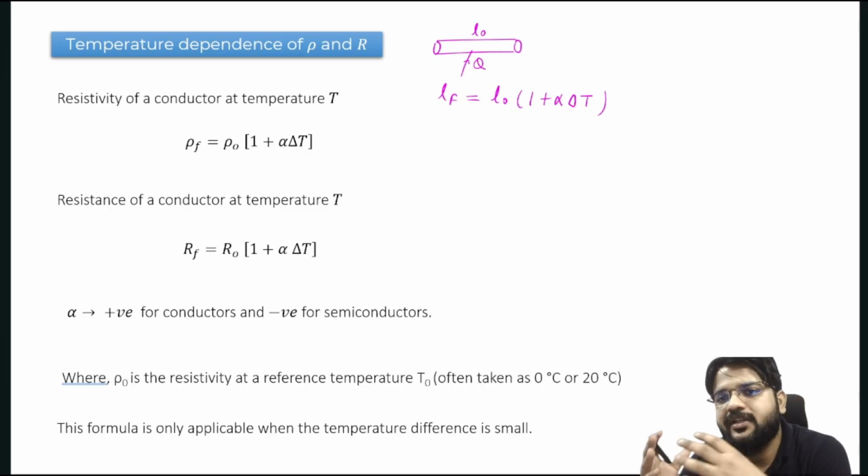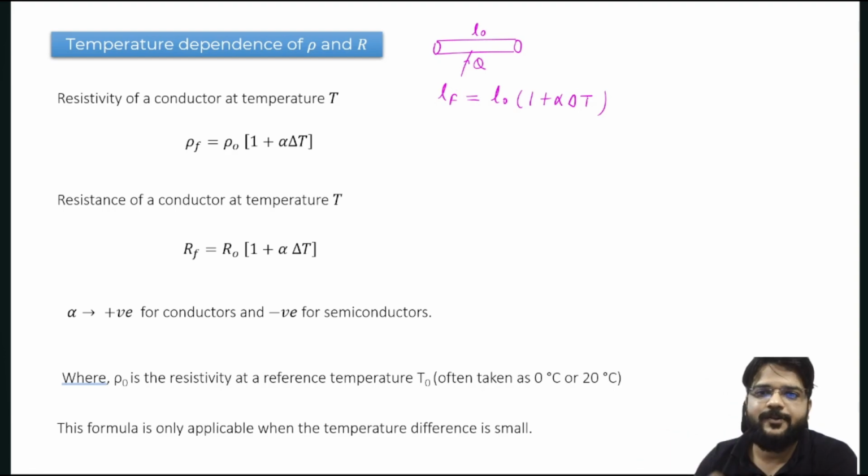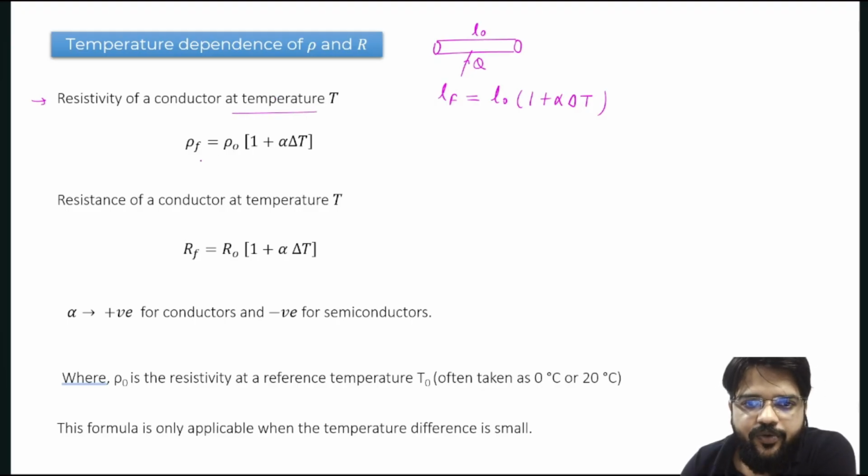Here delta T is the change in temperature, L0 is the initial length, and LF is the final length, and alpha is a constant here. So we know this from the thermal properties of matter chapter. The same thing is happening here also. So the resistivity of the conductor at temperature T equals rho F equals rho naught (1 plus alpha delta T). So rho F is the final resistivity. And what is rho naught?